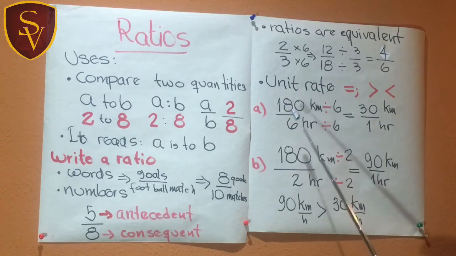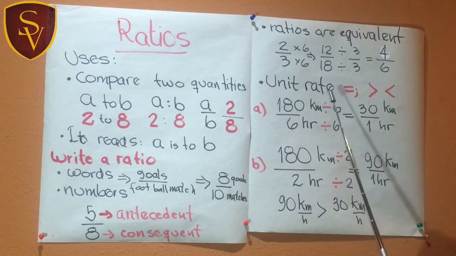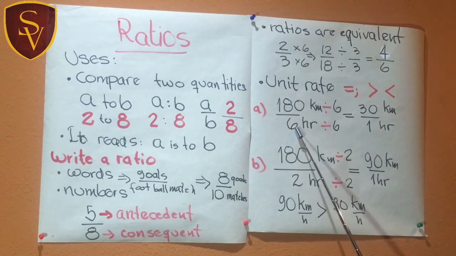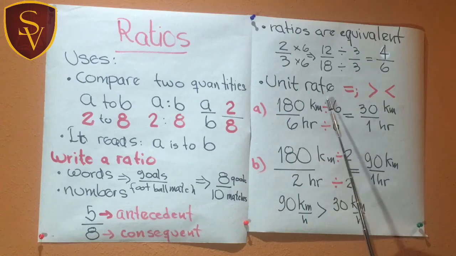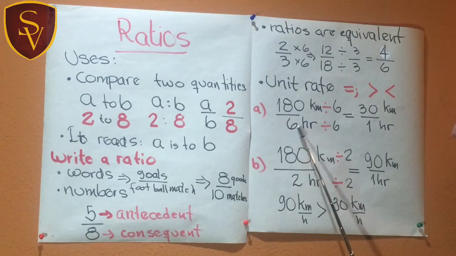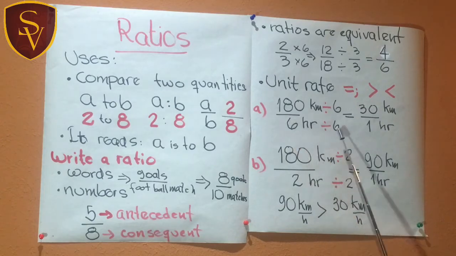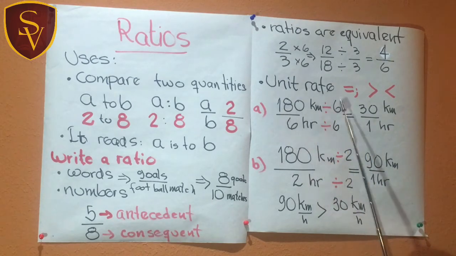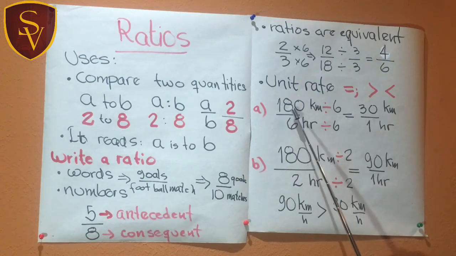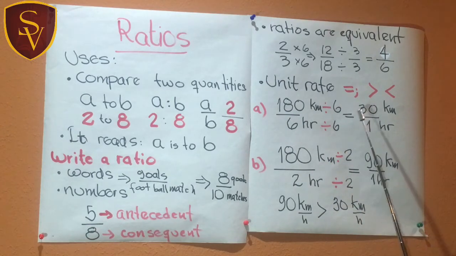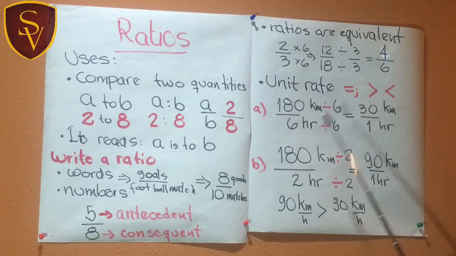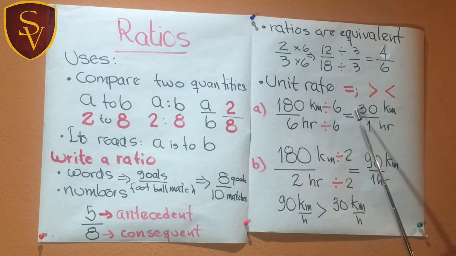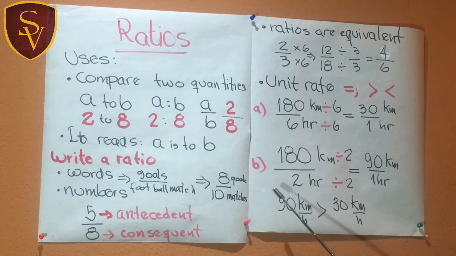So we need to find a unit rate. This unit rate is found when we divide the upper number and the lower number by the same denominator. So if I divide 6 by 6, I will get 1. And then I divide the upper number by the same denominator. So 180 divided by 6 is going to give me 30. It gives me a unit rate telling me that this car goes 30 kilometers in 1 hour. Let's see the difference with the other car.